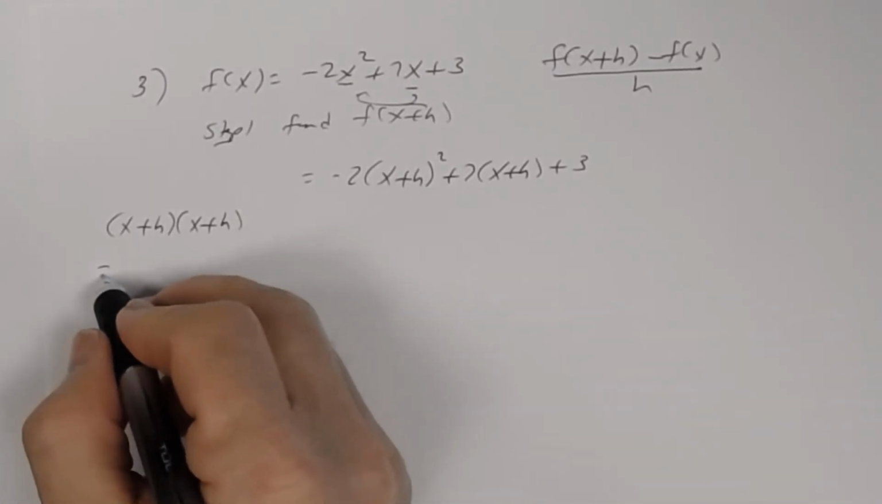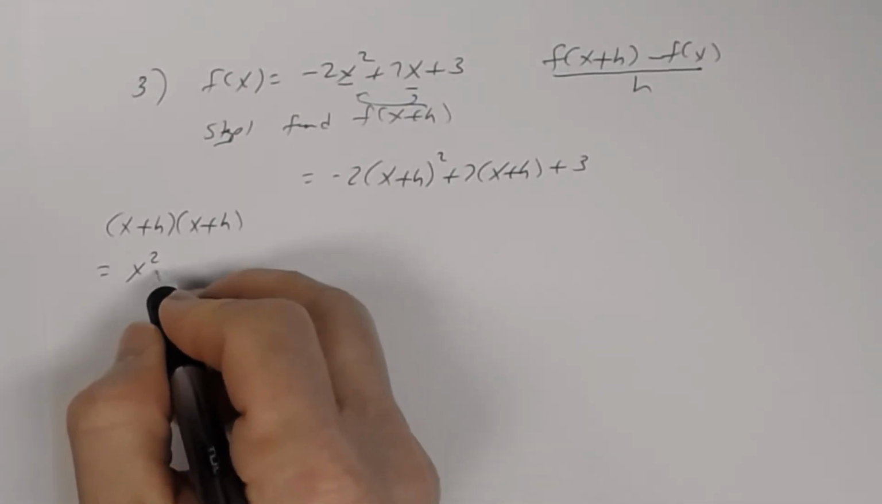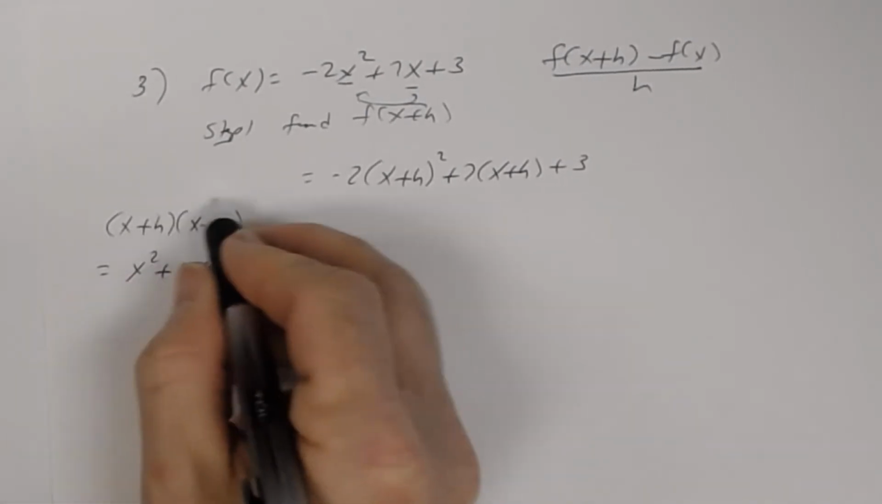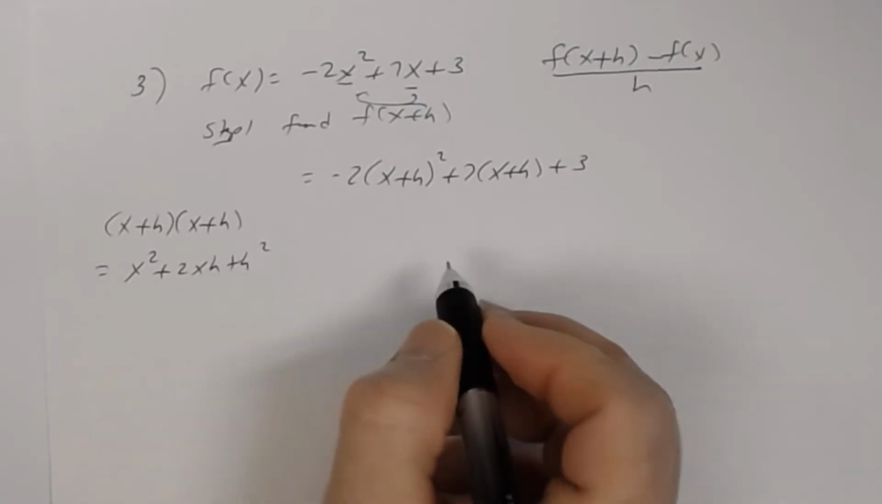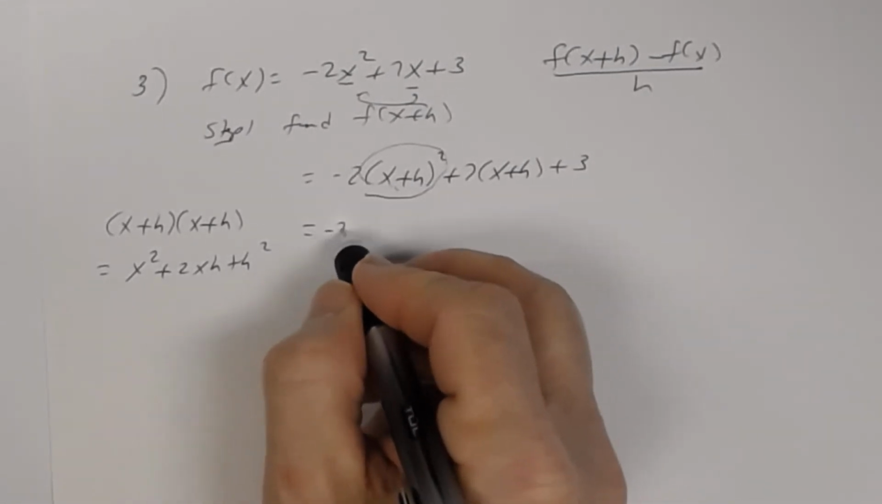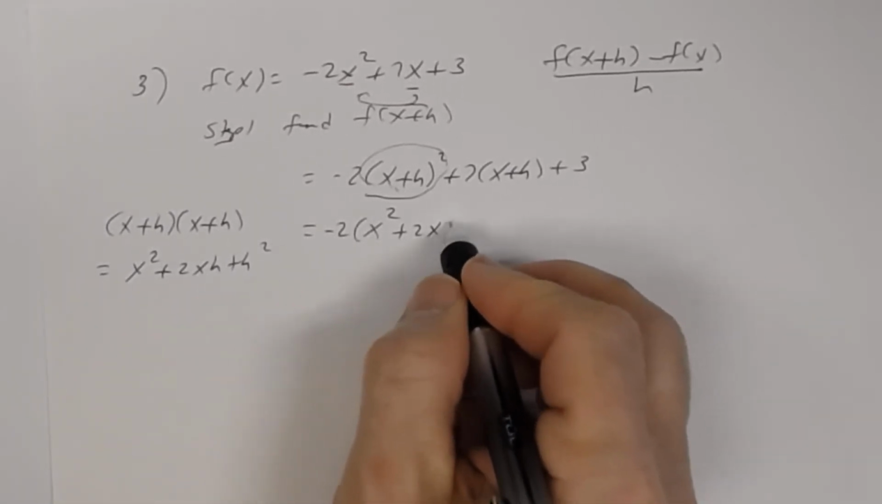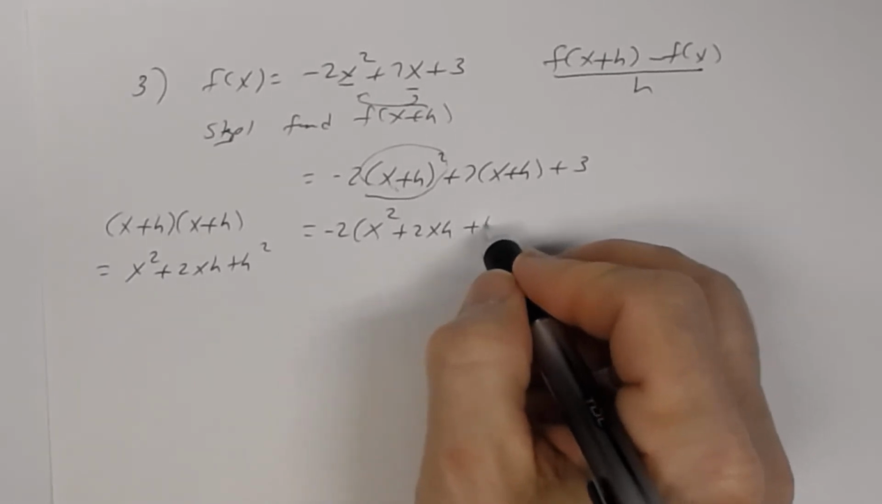When you foil this out, you're going to get x squared. The outer and the inner are both xh. So when you add them up, you get 2xh. And then a positive h times a positive h is h squared. And so remember, all you found was this, though. So that's to be multiplied by negative 2. So I get negative 2 times this trinomial, x squared plus 2xh plus h squared.